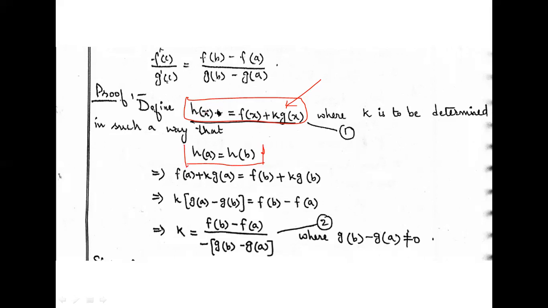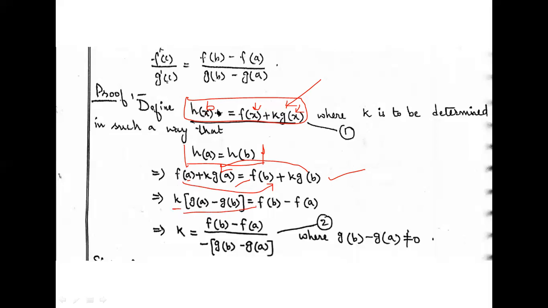Now, instead of x you have to substitute a. So f of a plus k into g of a will be equal to f of b. Instead of x, you have to write b: h of b is equal to f of b plus k into g of b. Got this equation? Now send k into g of b to that side and send f of a to the right hand side. Then take k as common.